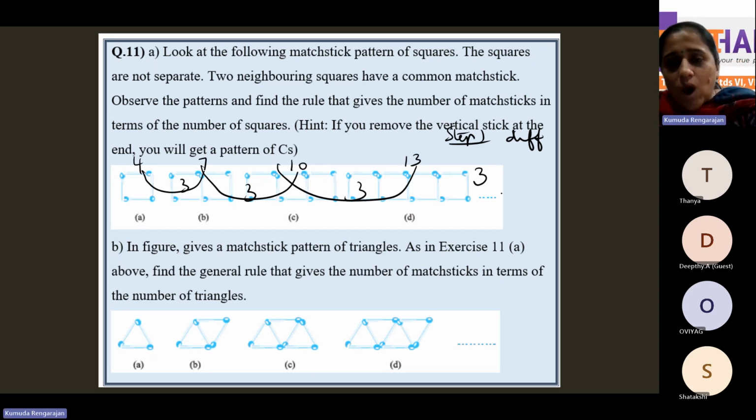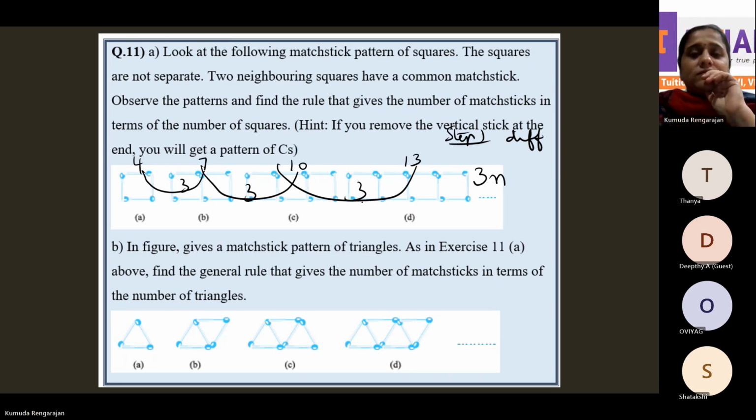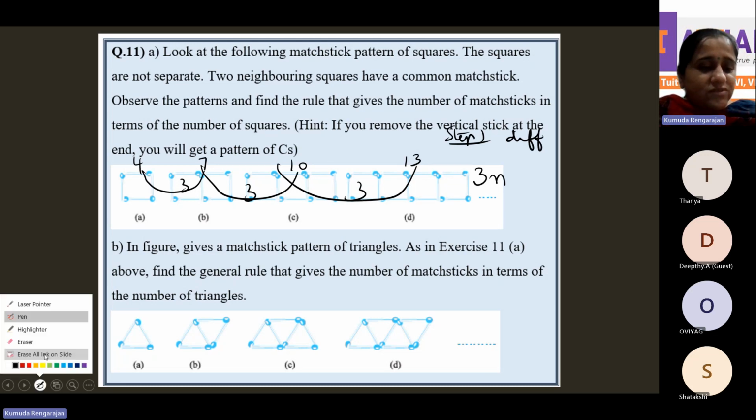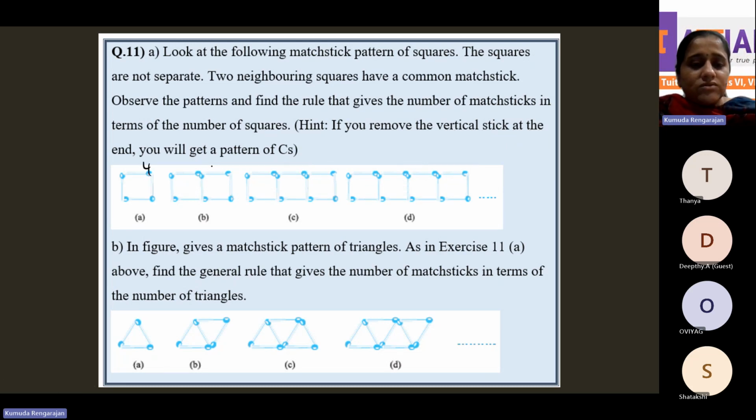And once you write 3, always write 3n. Find the difference and multiply that by n. Find the difference, 3n. Suppose the difference is 5, then 5n. So both the steps are understood. First step is to find the difference: 4, 7, 10, 13. The difference will be the same everywhere. Everywhere the difference is 3. Multiply this by n. So 3n.